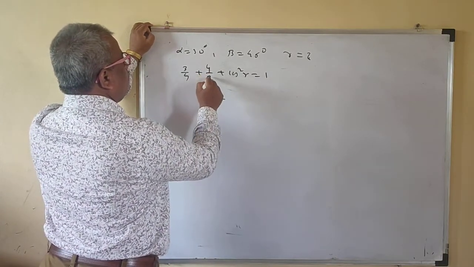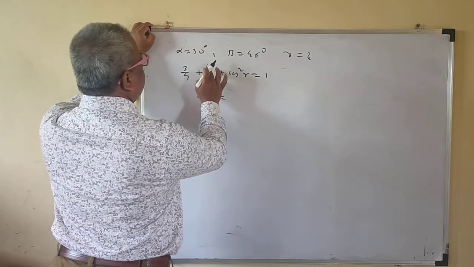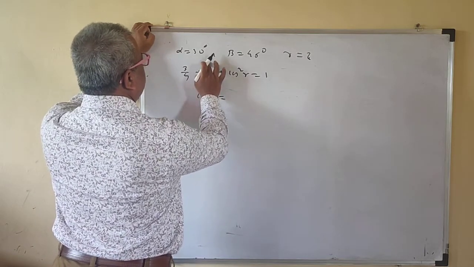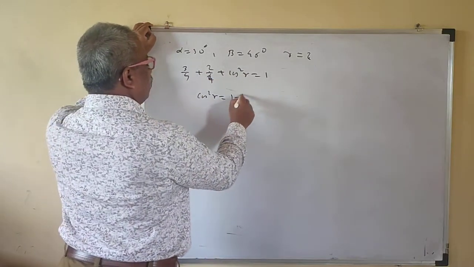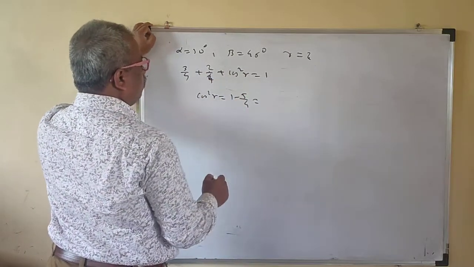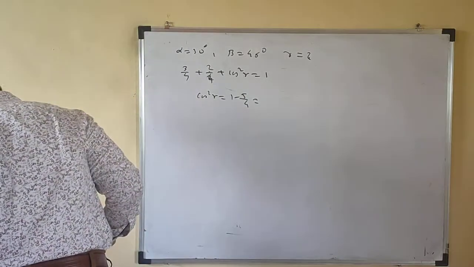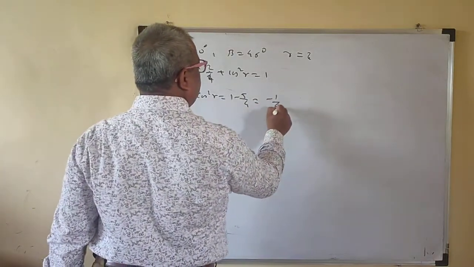Okay, so cos square gamma is equal to what? Let me do this addition. This is 3 by 4, this is 1 half, this is 1 half. So this is 2 by 4, making 5 by 4. Then 1 minus 5 by 4, so this is minus 1 by 4.